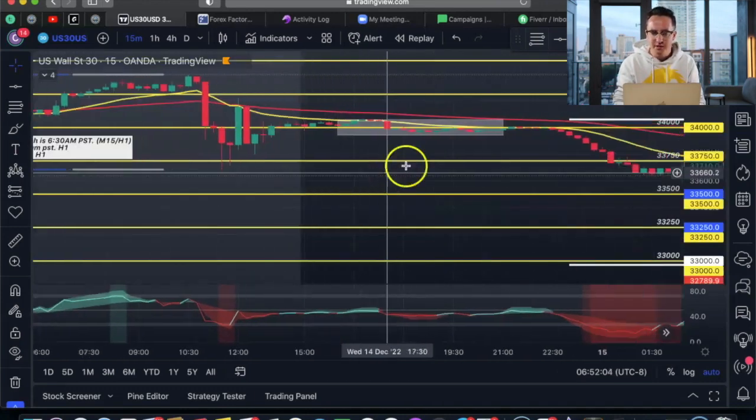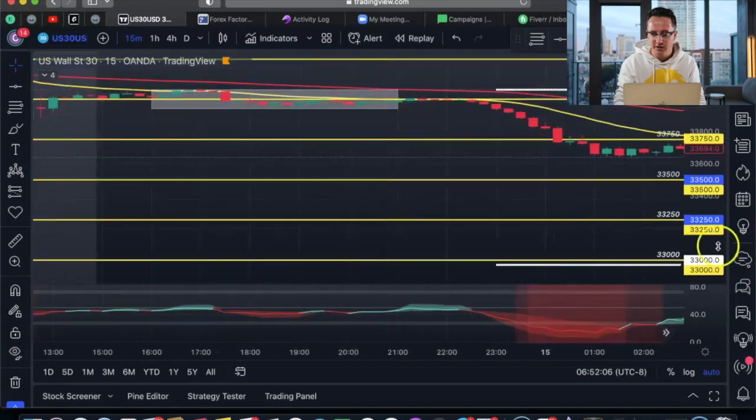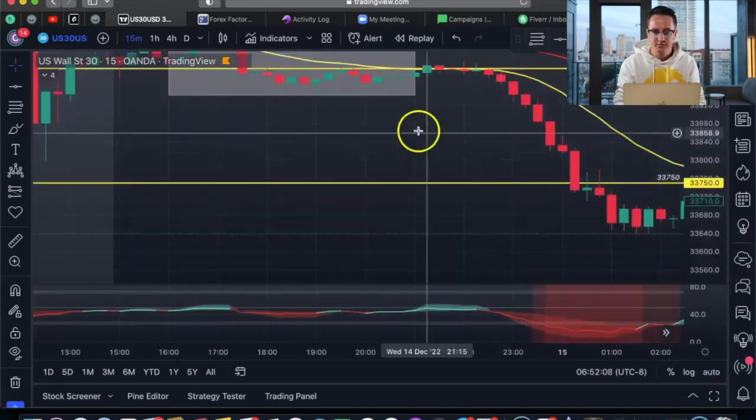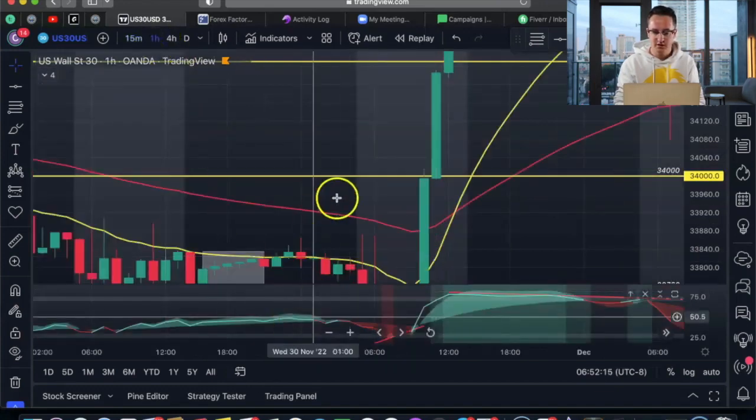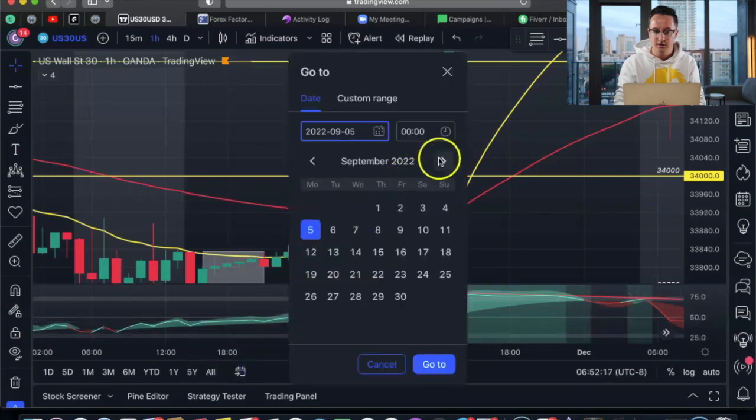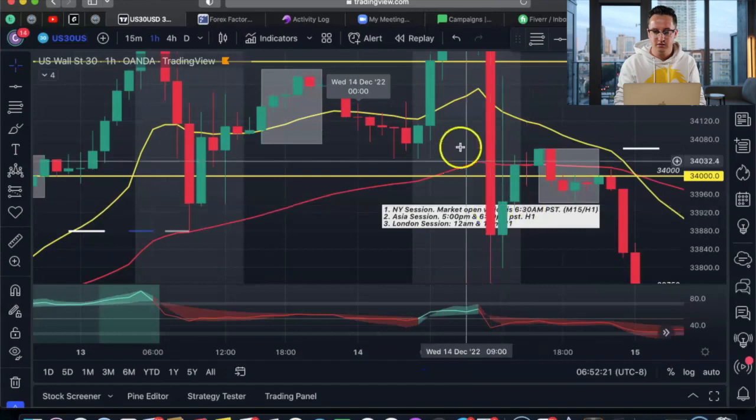Now the next time is going to be during our Asia session right here. Let's zoom in here. So the time, once I said, so this is the 14th of December. Let's look at this. December 14th is our date we're looking at.